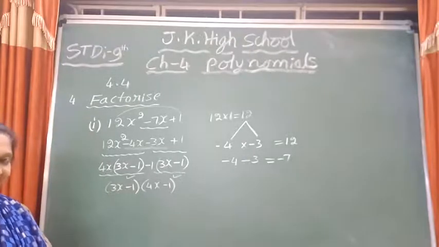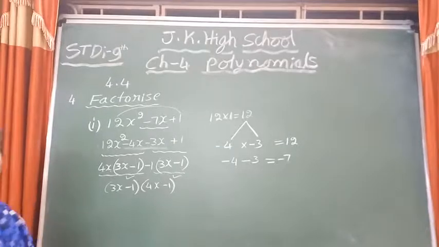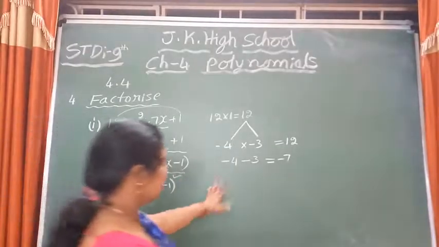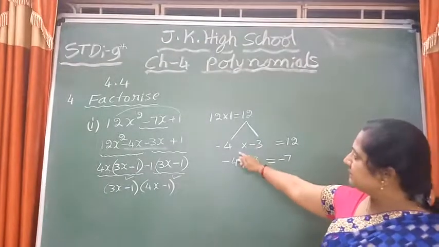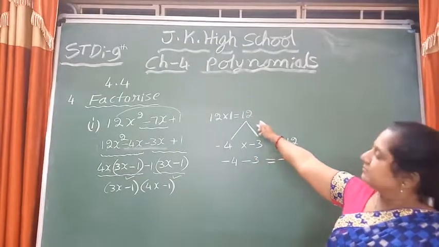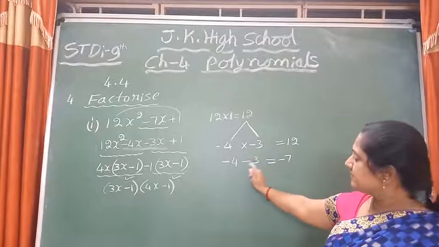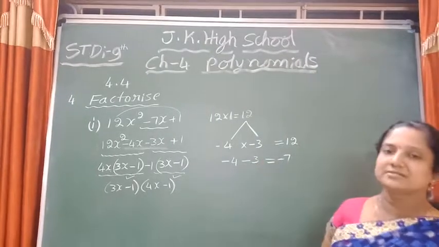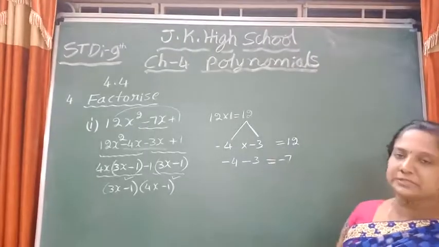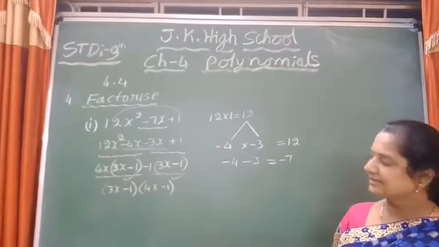Okay, children, write down. Write down here whatever, how to split and how to find out. When you multiply two numbers, you should get the product. When you add same number or subtract, you should get the middle term as an answer. Like that way, you have to split the middle term. Okay, children, write down.